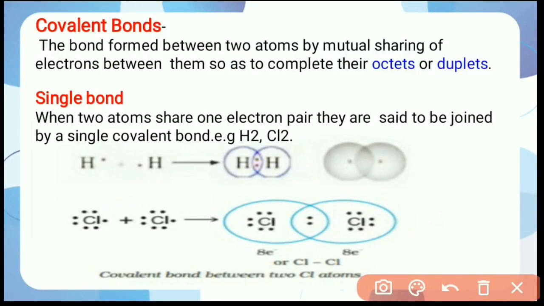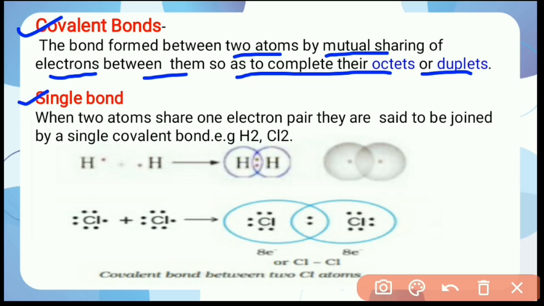Next chemical bond is covalent bond. It is the bond formation between two atoms by mutual sharing of electrons between them so as to complete their octets or duplets. Duplets are for those atoms having atomic number less than 8. Types of covalent bond.